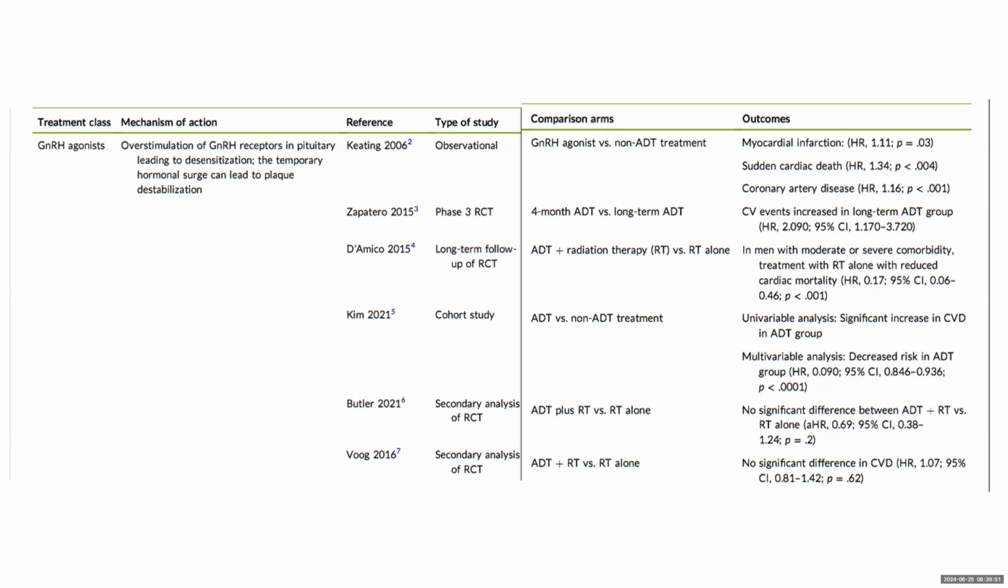Another is ADT plus RT versus RT alone. That is a long-term follow-up of an RCT. In men with moderate or severe comorbidity, treatment with RT alone was associated with reduced cardiac mortality. In a secondary analysis of an RCT, ADT plus RT versus RT alone, there was no significant difference between ADT plus RT versus RT alone.